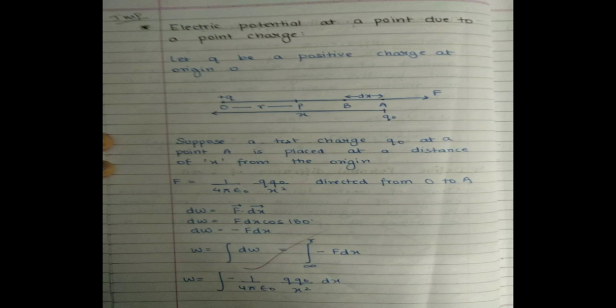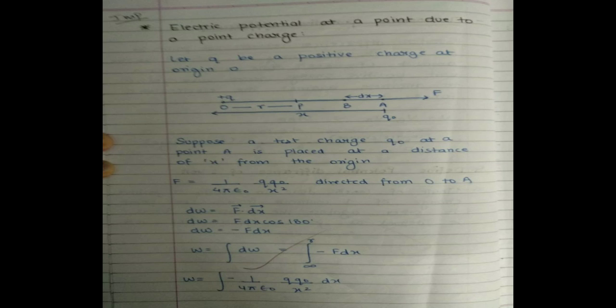So suppose a test charge Q0 is placed at a point A at distance x from O. By Coulomb's law, the electrostatic force acting on charge Q0 is given by the expression F is equal to 1 upon 4 pi epsilon naught Q Q0 upon x square, and the direction of this force is away from the charge located at point O, that is, the direction is from O to A.